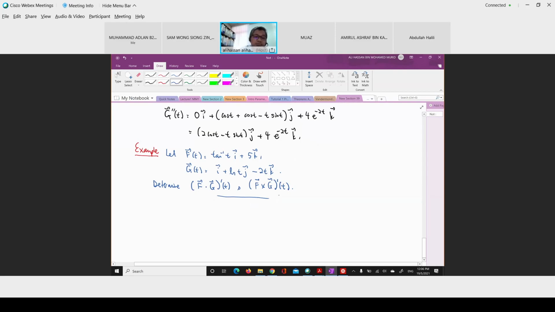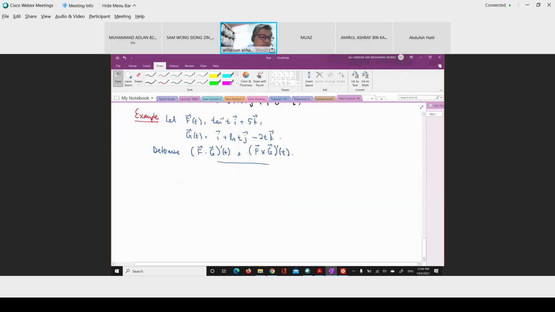We have two methods of calculating the derivative of F dot G. One way is to calculate F dot G first and then take its derivative. That is, calculate the dot product of F with G first and then differentiate the result with respect to t.